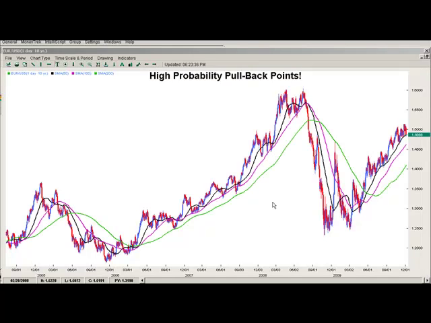Hi folks, this is Sean Hyman from Chart of the Day, and I want to talk to you today about high probability pullback points. And I think this is timely because this previous Friday we saw the euro dollar tank down to around the 50 SMA. This black line is the 50 SMA, simple moving average. The purple line is the 100 SMA, and the green line is the 200 SMA.